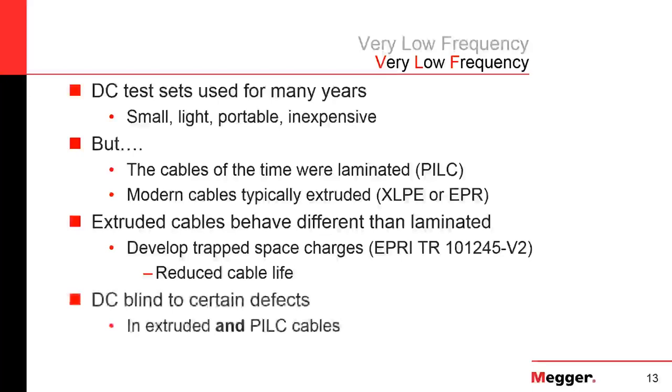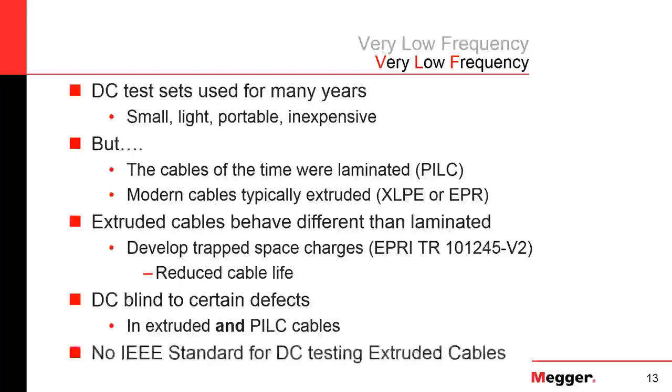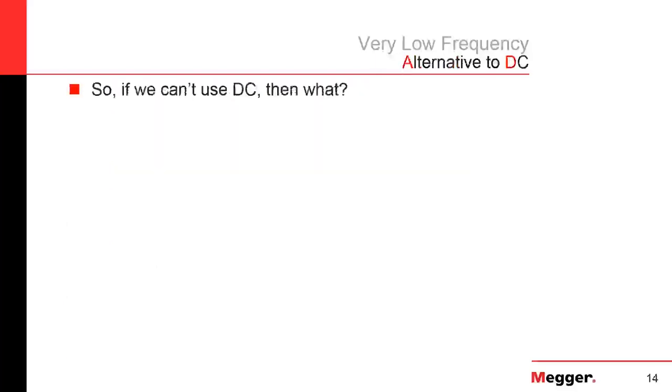The other reason is there's research out there showing that DC testing is blind to certain defects in both types of cable, extruded and laminated cables. So it harms extruded cables, and it can't find all your defects. Because of that, there's no IEEE standard for DC testing on extruded cables. In fact, IEEE 400.1 goes out of its way to specify that it's only applicable to laminated cables.